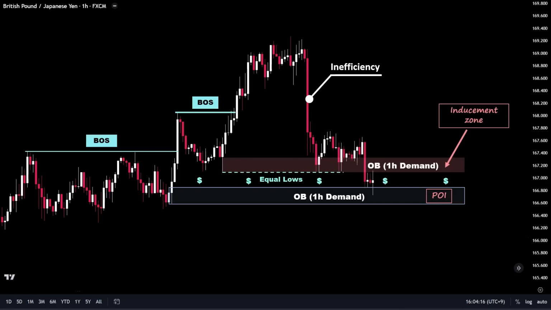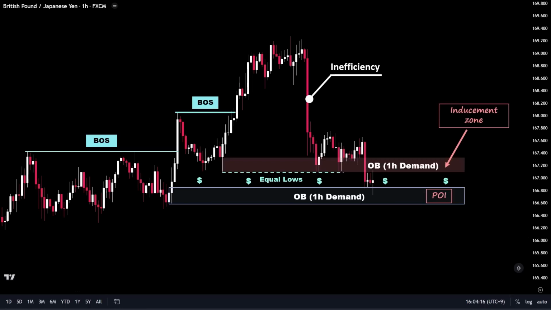Now we can see that price has successfully swept the liquidity pool below the equal lows and inducement area, and also has now reached our point of interest. This confirms the desired confluence we were seeking in our analysis. Based on this confluence and our analysis of the market, we can now consider entering a position.